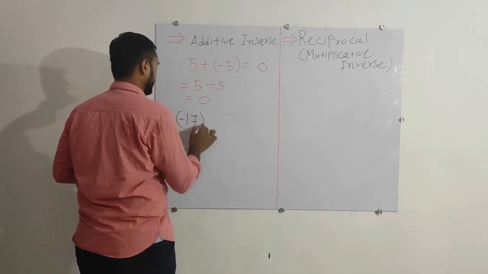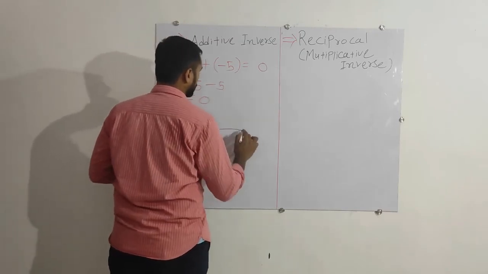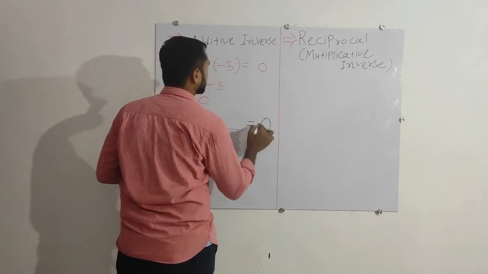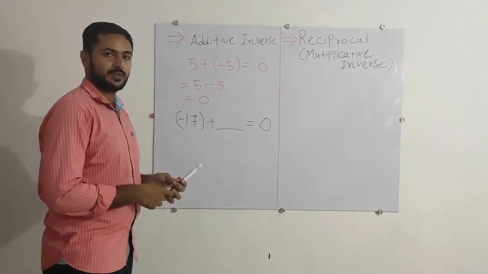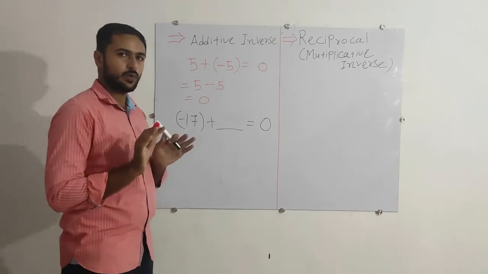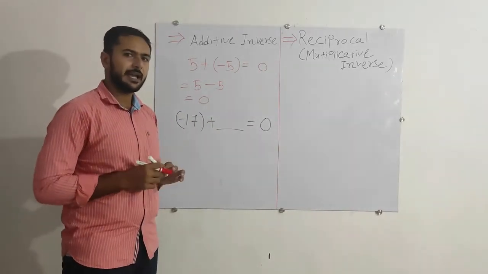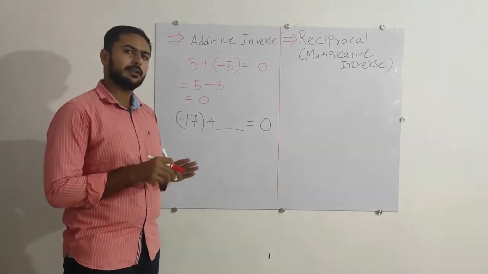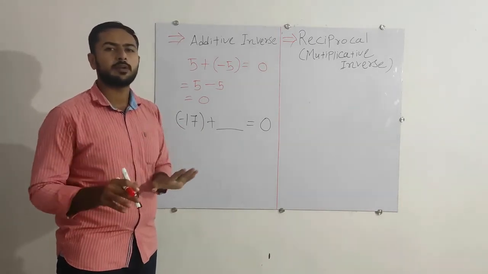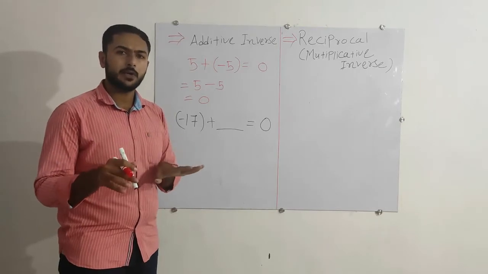Minus 17. Okay. This time I am going to select minus 17. So what should I add to minus 17 to get the answer 0? Simply, there is one very common thing: whatever the number is, just check the sign. If there is a positive sign, then use the negative sign for the same number. It will be the additive inverse.